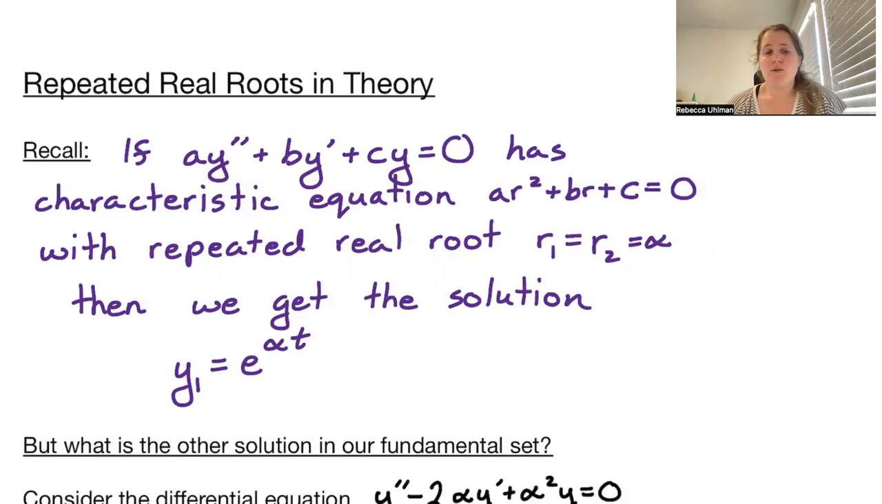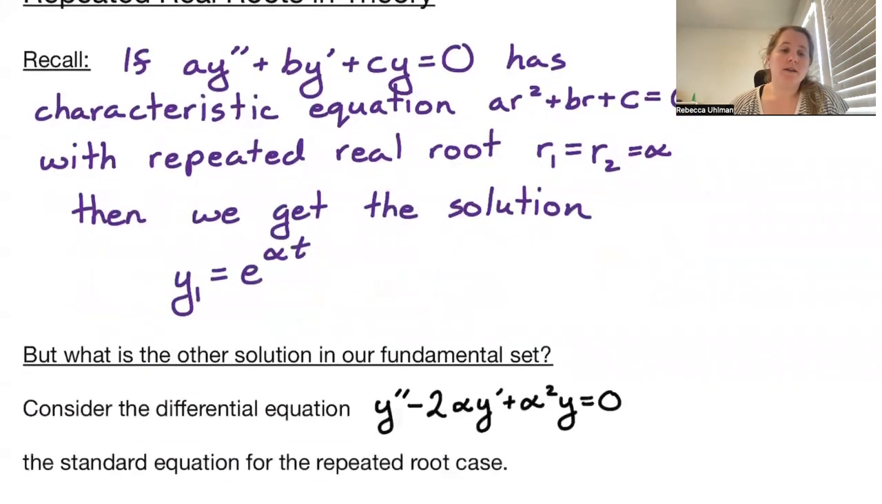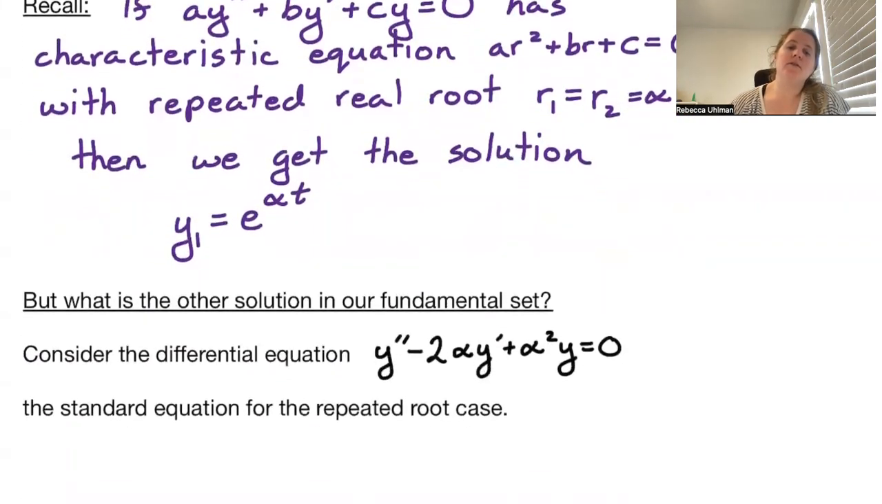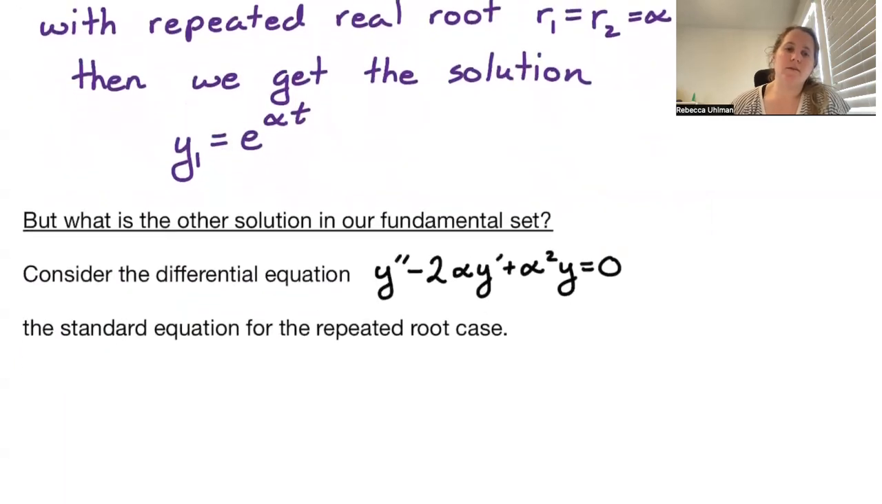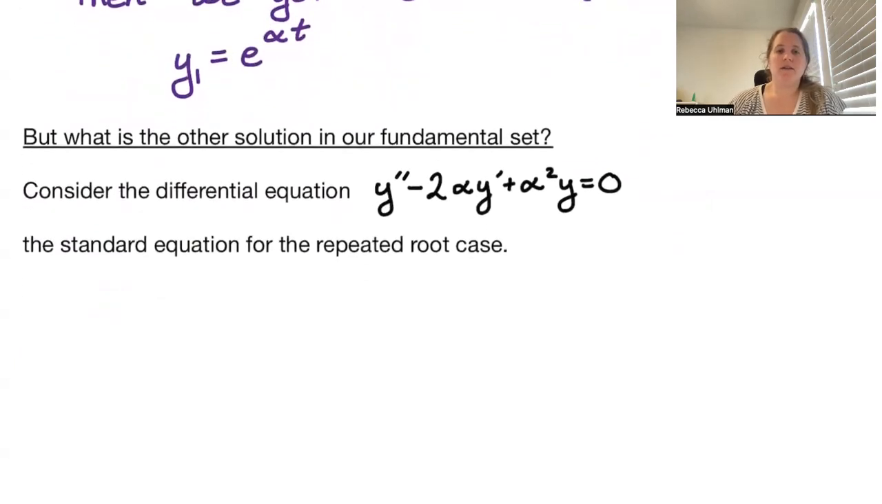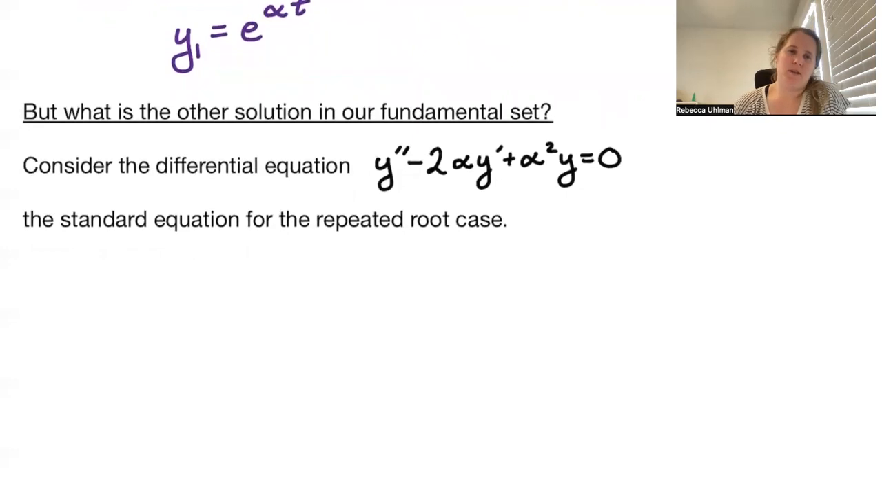Again, we need two solutions to form a fundamental set. So what can we use as our other solution in the fundamental set? Let's consider the differential equation y double prime minus 2 alpha y prime plus alpha squared y equals 0. This is the standard second order differential equation with a repeated real root alpha.